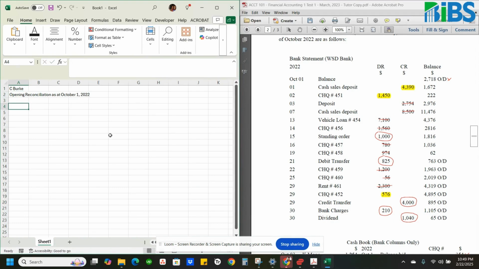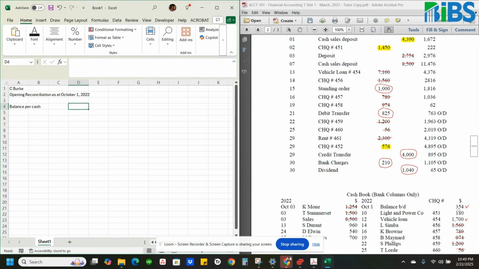Now, as with any reconciliation, when we start off with our balance per cash book, we're going to add any unpresented checks and deduct any unrecorded deposits. Okay? So balance per cash book. We grab that balance from our cash book, and that balance was $354 right here. That's our beginning balance. It's not just any balance, it's your beginning balance we're taking from the cash book. So that's negative $354 because it is on the credit side of the cash book. So that's an overdraft, all right?